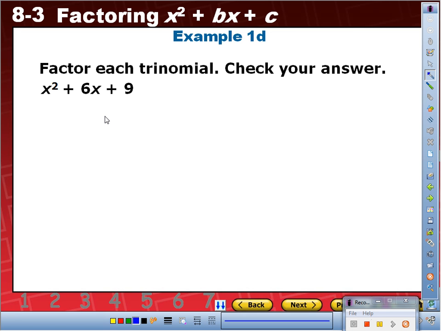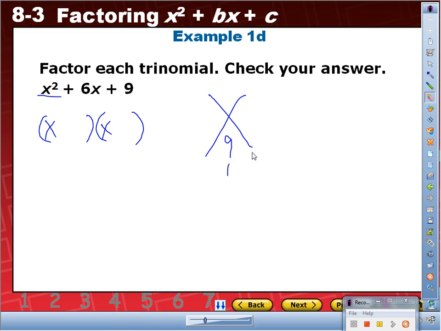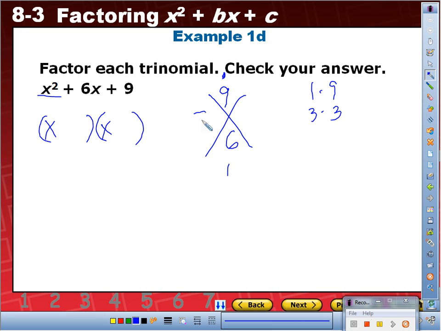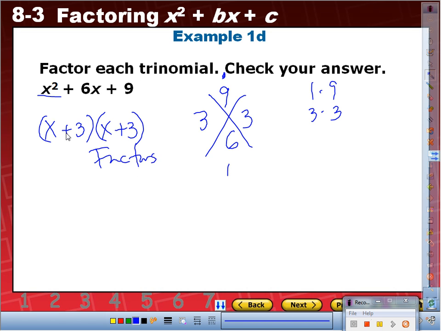Here we go. No GCF. Open two parentheses. Factor the first. This is, oh, my bad. I was testing you guys. This is 6. This is 9. What factors of 9? 1 times 9, 3 times 3. So therefore, this is x plus 3, x plus 3. These are my factors. And another way of writing this is x plus 3 squared. Are we there? All right, let's move on to example 2.